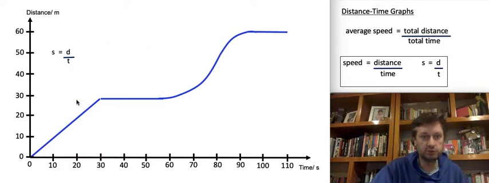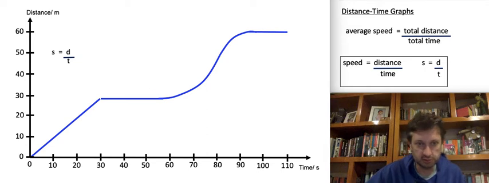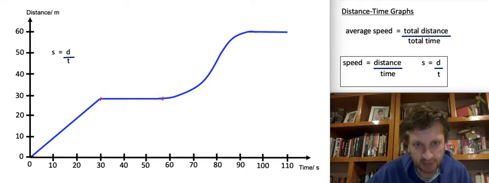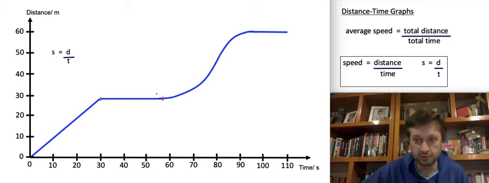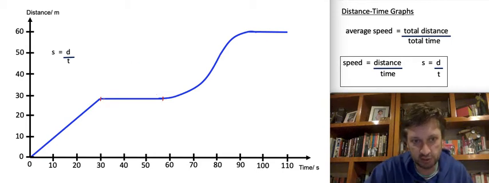Okay, drawing the second part here, it's a horizontal line. It has 0 gradient, or we could say between that point and that point, there's been no change in distance travelled. So that means there's no movement, or speed is equal to 0 meters per second between those 2 points.